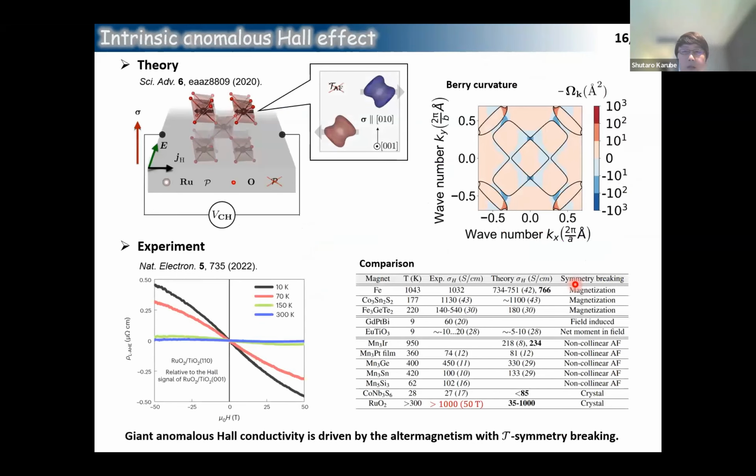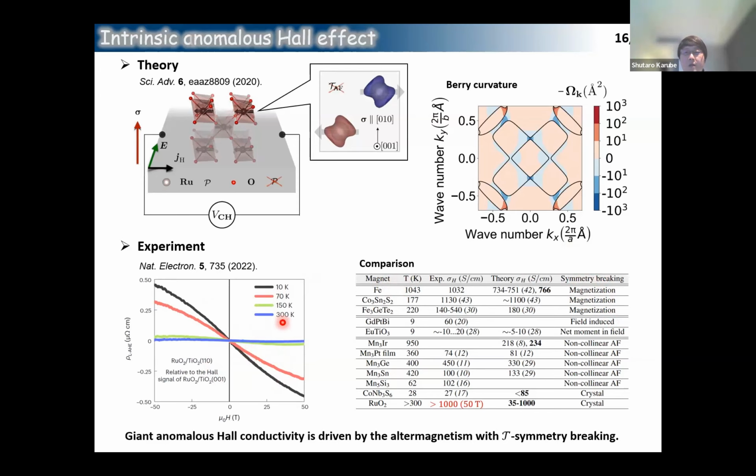The anomalous Hall effect is an intriguing phenomenon in normally ferromagnetic materials, and it has also been observed in the altermagnet due to its low crystal symmetry. In 2020, the existence of the anomalous Hall effect was predicted in ruthenium dioxide, and the finite Berry curvature was indeed demonstrated through first principles calculation. Two years later, in 2022, the anomalous Hall effect in ruthenium dioxide was experimentally observed.